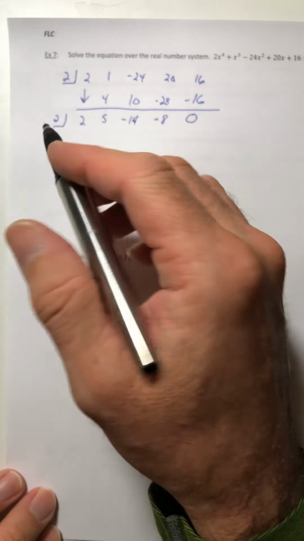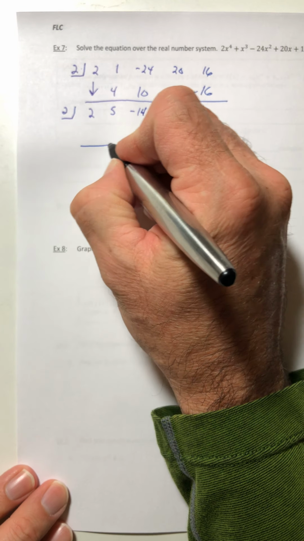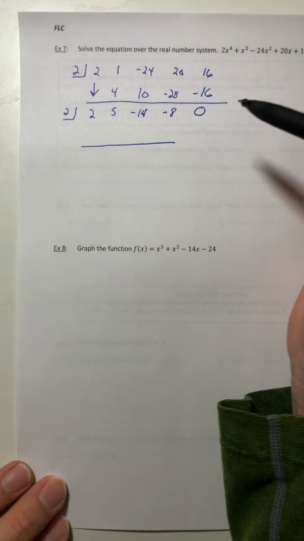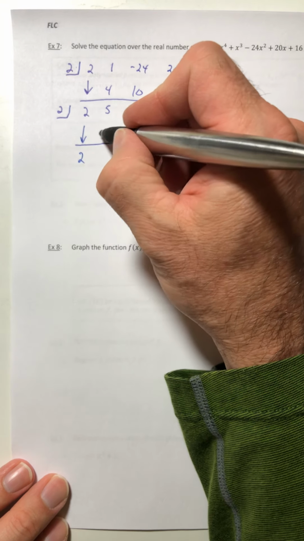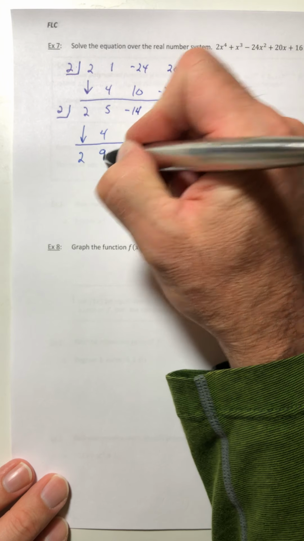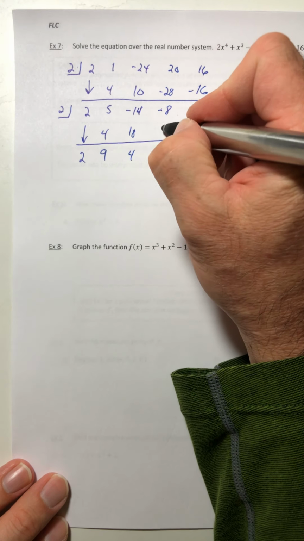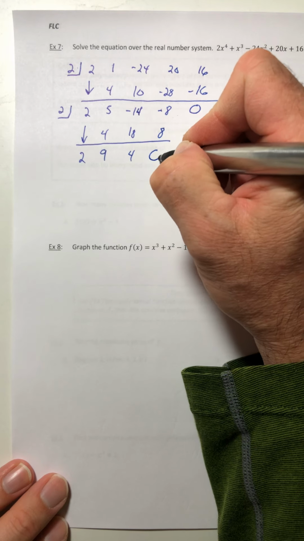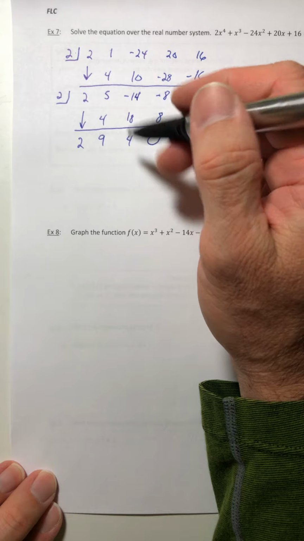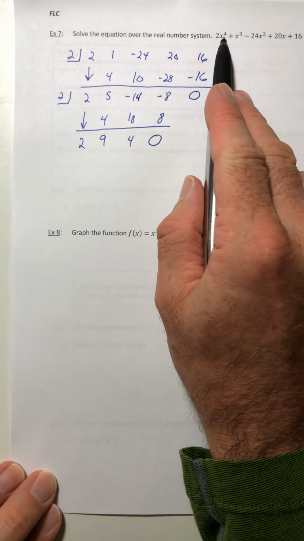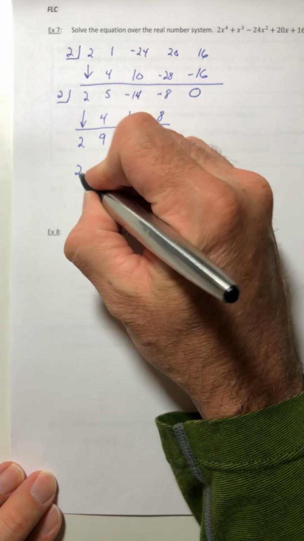So just to show you, let's use the 2 again. Let's see if it works a second time. It's not guaranteed, but let's just try it. Okay, so I'll drop this 2, so that would be a 4, 9, 18, 4, and 8. Bam, you got a 0. So it worked again. I started with x to the 4th, got it down to x to the 3rd, now it's down to x squared.